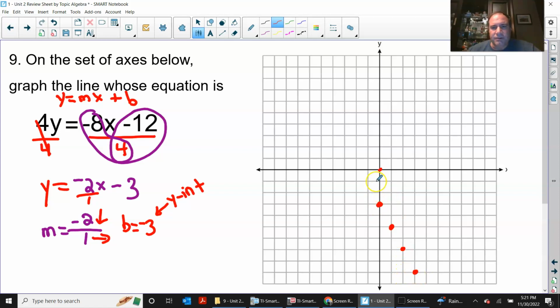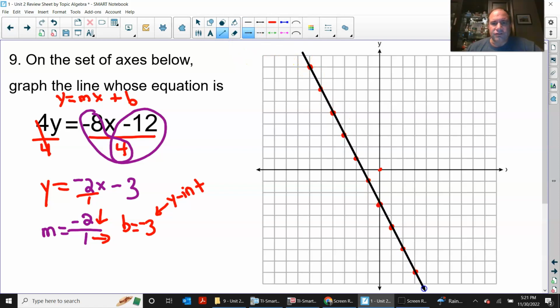Down 2 to the right 1. And then up 2 to the left 1. Up 2 to the left 1. Up 2 to the left. And you keep on going. You fill in the whole graph until you can't go anymore. Then you take your ruler and you draw a straight line.